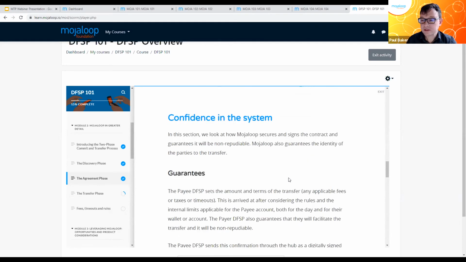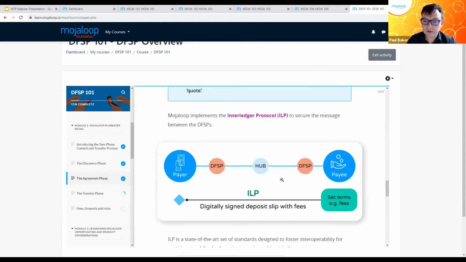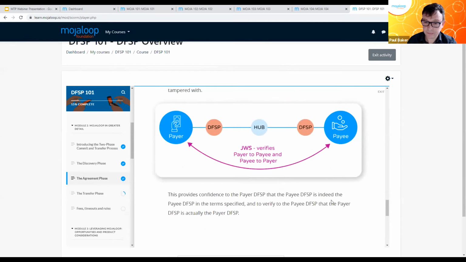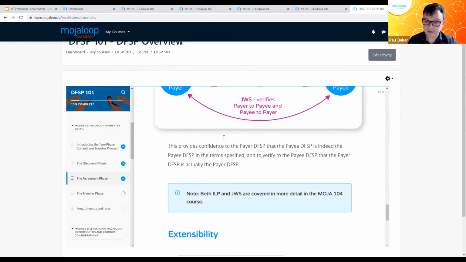So the point of this agreement phase is it builds confidence in the system, because you get that agreement between both parties before, in fact, you start talking about transferring money. One of the key steps in that is this Interledger protocol, which you can think of as an encrypted set of conditions with which the payee DFSP is happy to proceed with the transfer. So they define those terms and then send it through to the payer DFSP to then confirm that they're happy with those terms. And in that way, there's a solid agreement between both parties. So that agreement is set up and then sent through by the payee DFSP. And then JWS can be used to verify that, in fact, the message came from the right person when the payer validates those conditions.